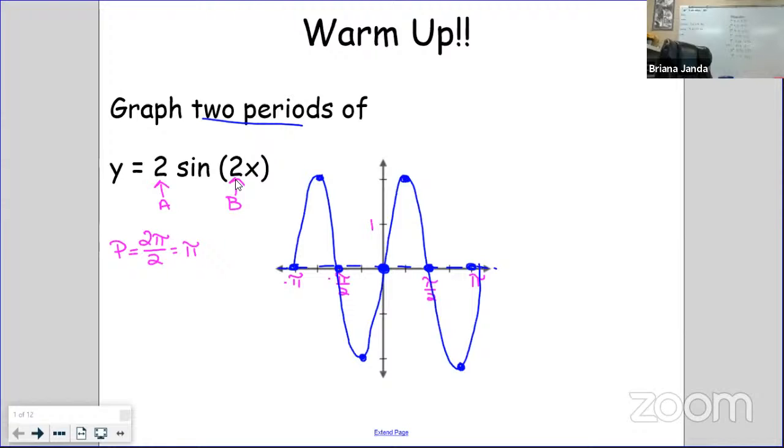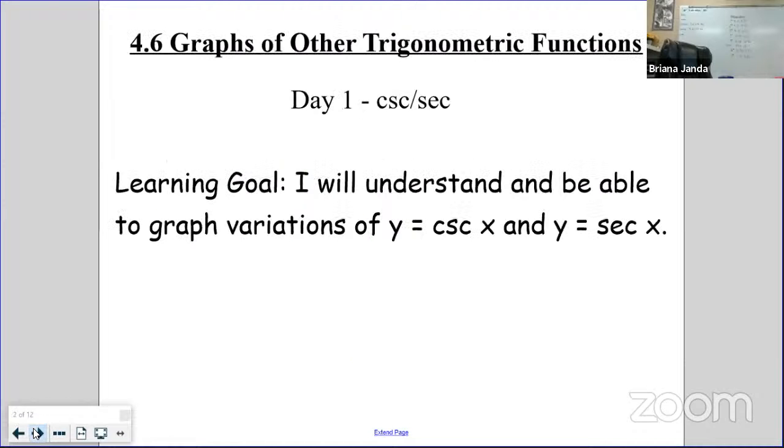All right, today and tomorrow, you are finally going to get introduced to your last 4 trig functions. Today, we are going to focus on secant and cosecant. Tomorrow, we will add in tangent and cotangent.